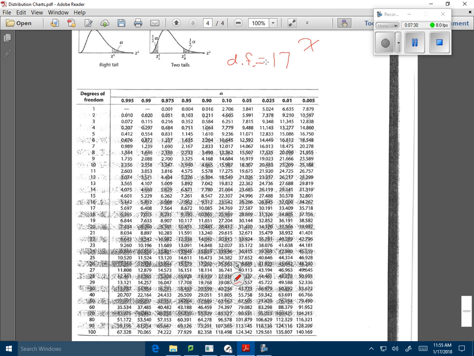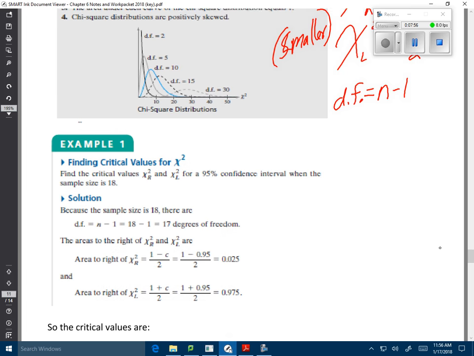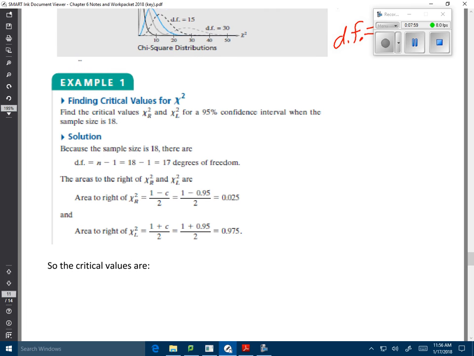Chi-square R, so we're looking at 0.025. Chi-square L, 0.975. If you're wondering where we're getting those numbers from, if you're looking at your sheet right here, it says n is 18, so degrees of freedom is 17. For chi-square R and chi-square L, it's 1 minus the confidence interval divided by 2, and 1 plus the confidence interval divided by 2.